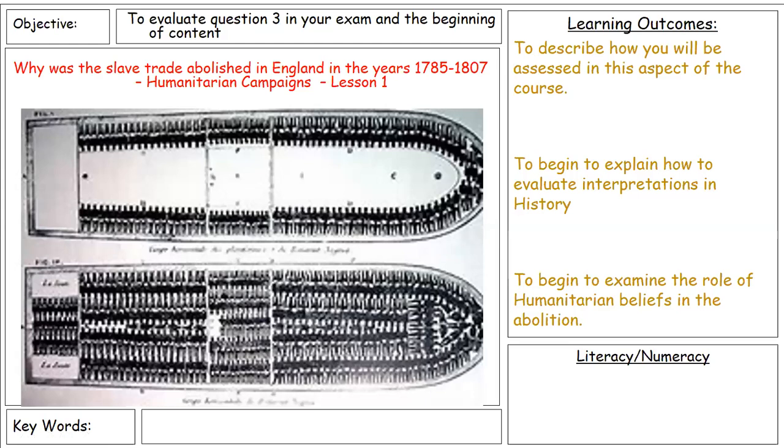being abolished in 1833. What we need to understand in this lesson is we are going to look at the first reason why the slave trade was abolished. But we also need to understand what this question entails in the exam. Now, this is only going to be lesson 1, and we're going to look at humanitarian campaigners today. But I want us to get our head around the concept of what you need to do for this question, because this is a guaranteed question to come up in the exam.